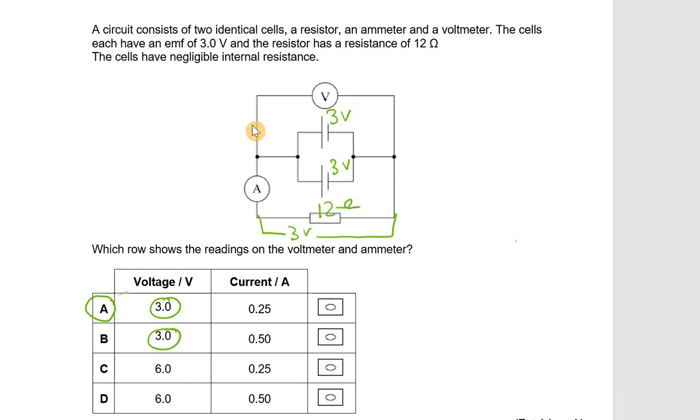Well, it's 3 volts across there, it's 3 volts across here, so I can very simply use to find the current. Current is equal to potential difference over resistance. Potential difference we've just said is 3 volts. We've been told that the resistance of the resistor is 12 ohms, and if I put those into my calculator, I get an answer of 0.25 amps. Answer A.